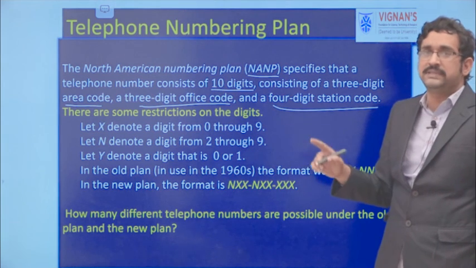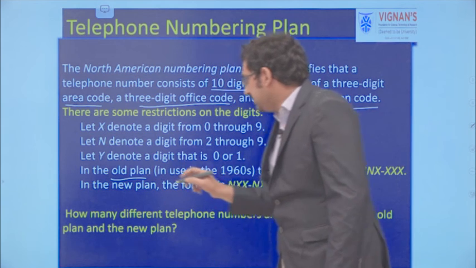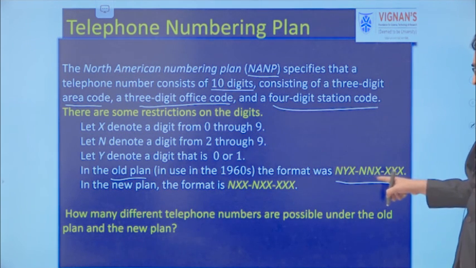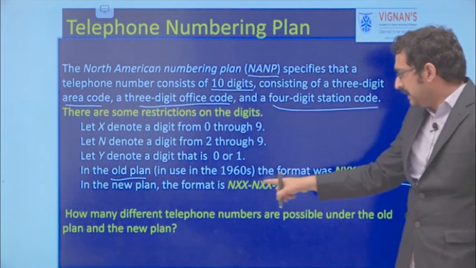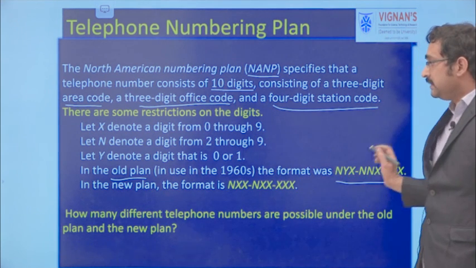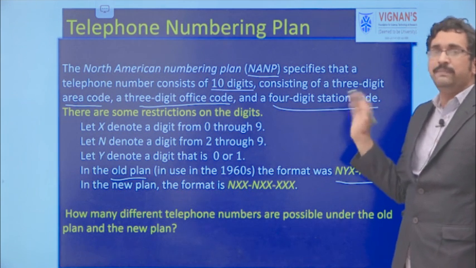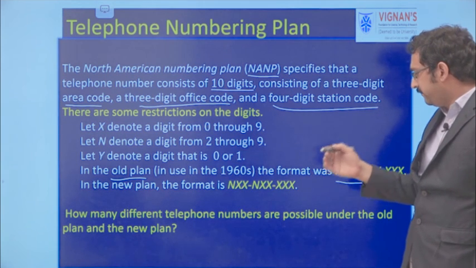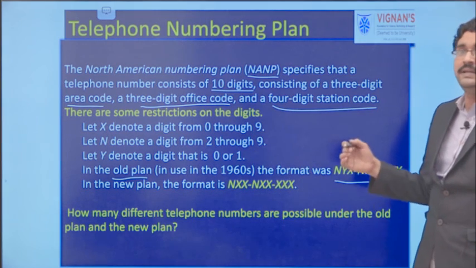Here we are having two plans. One is the old plan and another is the new plan. In case of the old plan, the format will be like this: NYX followed by NNX followed by XXX. In the new plan, it will be NXX followed by NXX followed by XXX. So these are the old plan and new plan for the North American numbering plan. So using the product rule, we have to compute how many distinct telephone numbers are possible under the old plan and under the new plan. So what is the old plan?